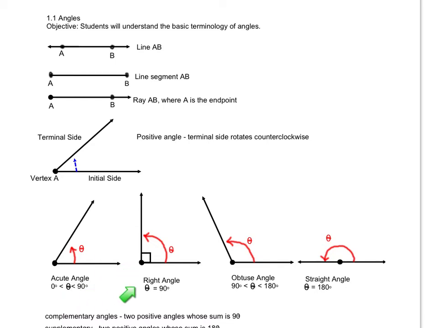Here's a right angle, and that's exactly 90 degrees. Remember the labeling or the notation for a right angle is the little box inside the angle. Here we have an obtuse angle, and that's an angle whose measure is between 90 and 180, and not including the 90 degrees or the 180 degrees. Because remember, a 90-degree angle is a right angle, and a 180-degree angle is a straight angle. It makes a straight line.